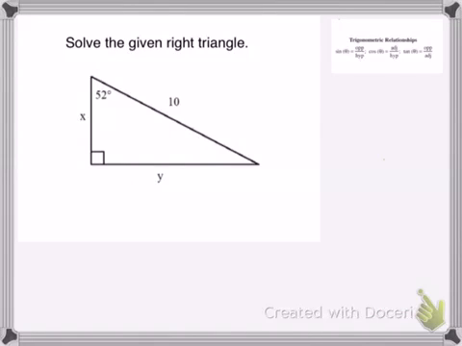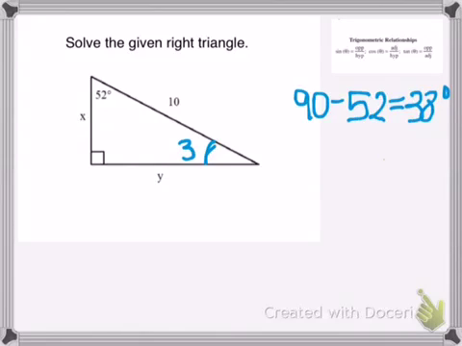On this one, it wants me to solve the right triangle. So the first thing I like to do is find my angle. So if I want to find this angle right here, then I'm going to use the postulate that says acute angles of a right triangle are complementary. So I would say 90 minus 52 is going to give me 38 degrees. And that's going to give me my angle measure right here.